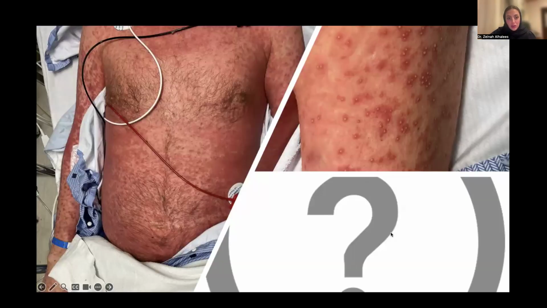So how about this patient? Over here, you can see the pustules, right? They're more clear than the previous picture.